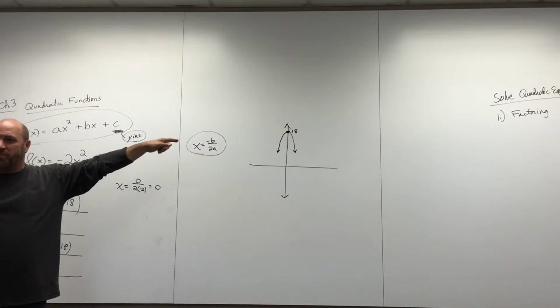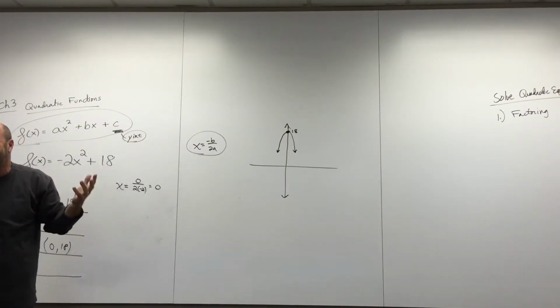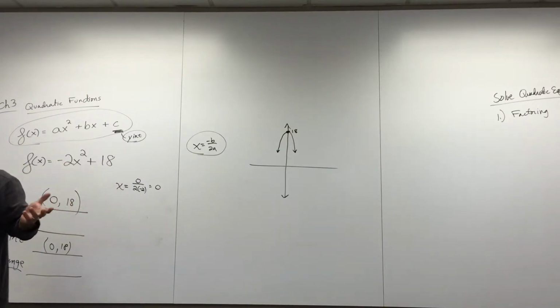But you see that problem? The vertex lives on the y-axis. The vertex is the y-intercept. That happens when b is 0.